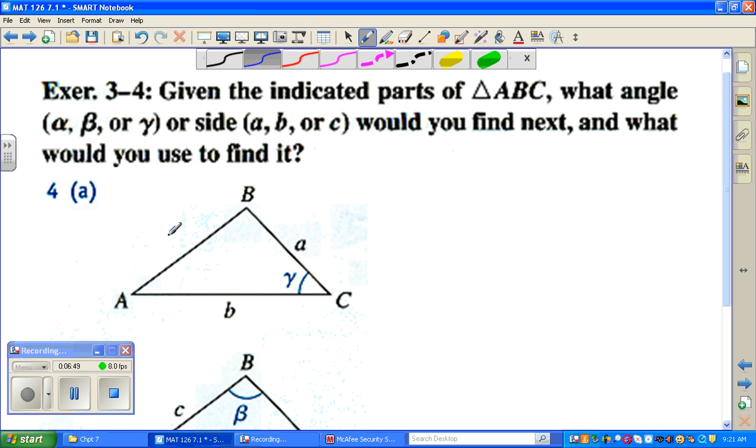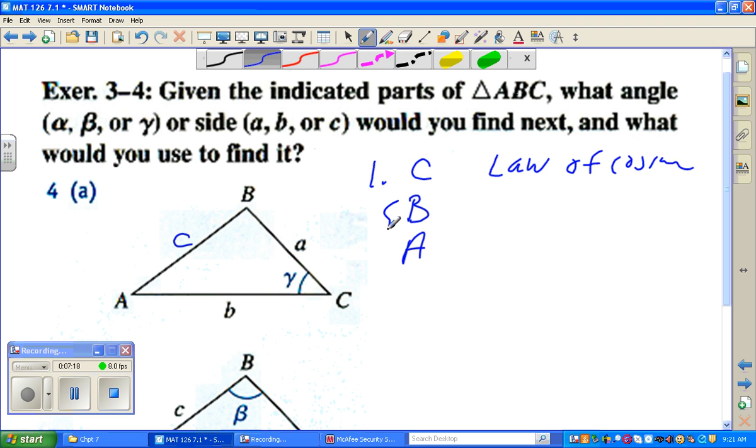Would you find you're given small a, small b, capital C. You still have to find lowercase c. You still have to find uppercase B and uppercase A. How would you find that? What would you find first? Yeah, you'd find lowercase c first, and you would use law of cosines. So now you have all 3 sides. What would you find next?